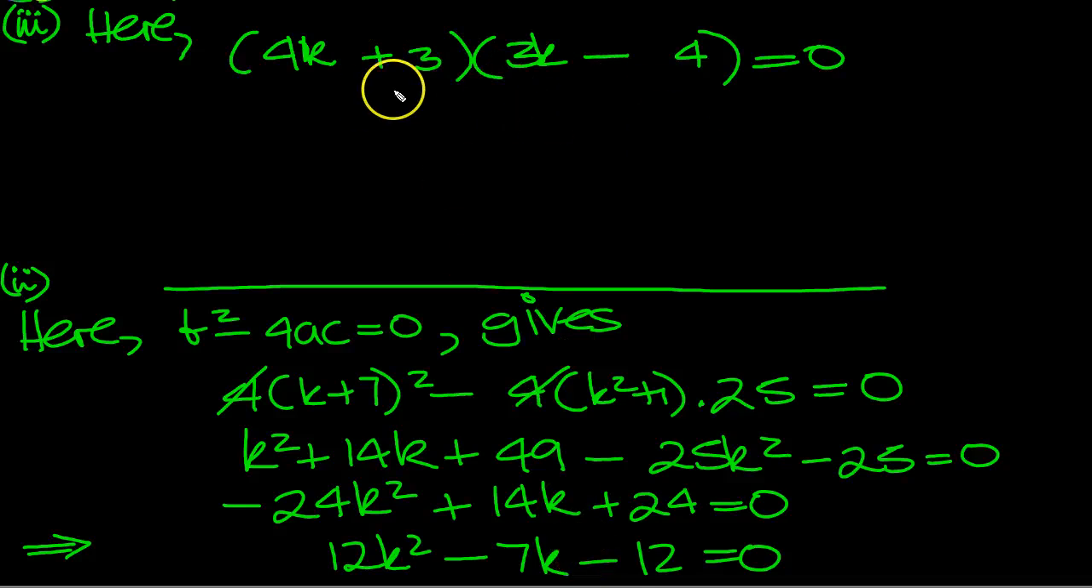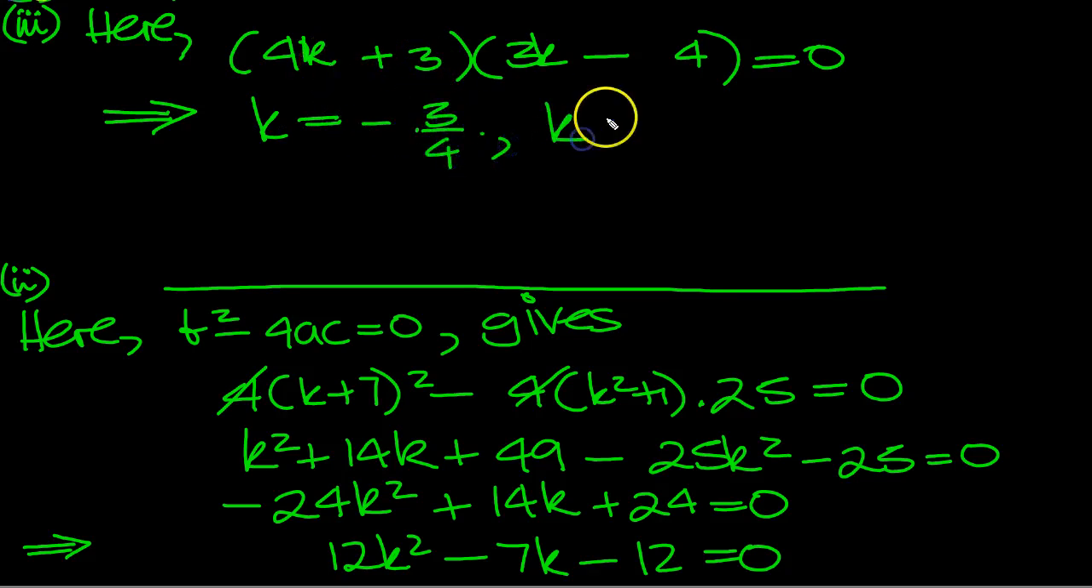4 3s are 12. If you didn't work out the factors, you can complete the square, which is tedious, or you can use the formula, which is also tedious, of course. So here k is equal to minus 3/4, and here on the other one k is equal to 4/3. So there's our two values for k.